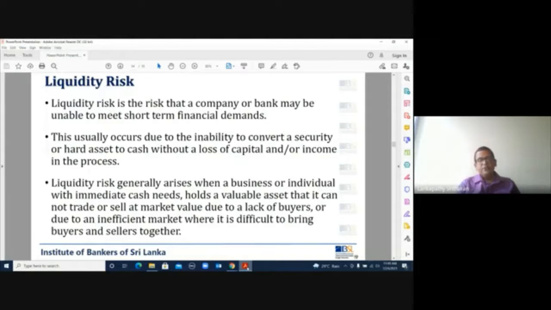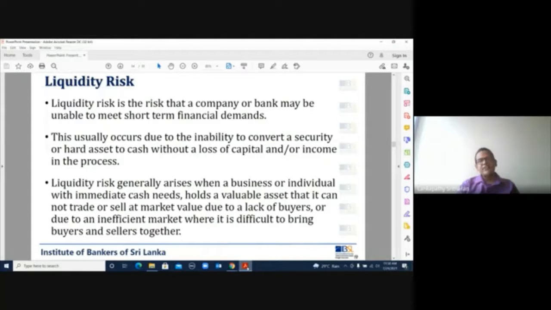I said to you all that financial risk will create a direct loss to the balance sheet. Okay? Then if it is liquidity risk, again I told you that the bank or finance institution does not have enough liquidity to meet their demand.